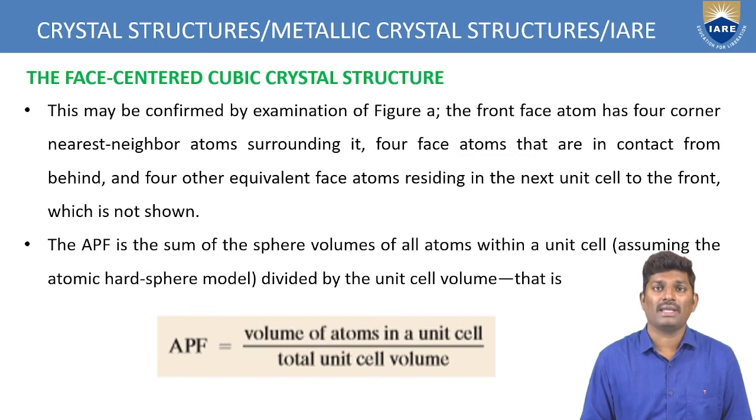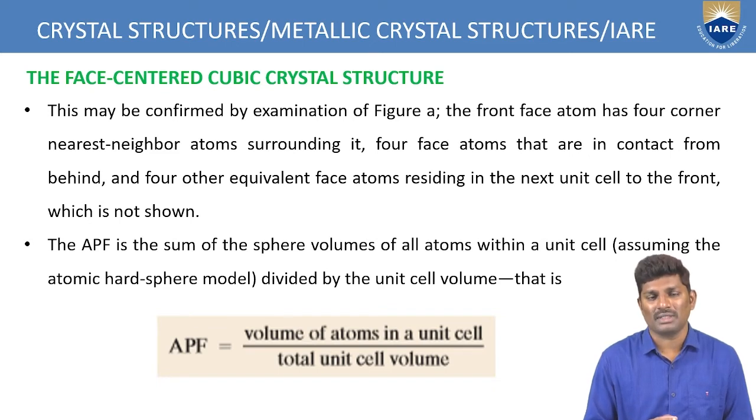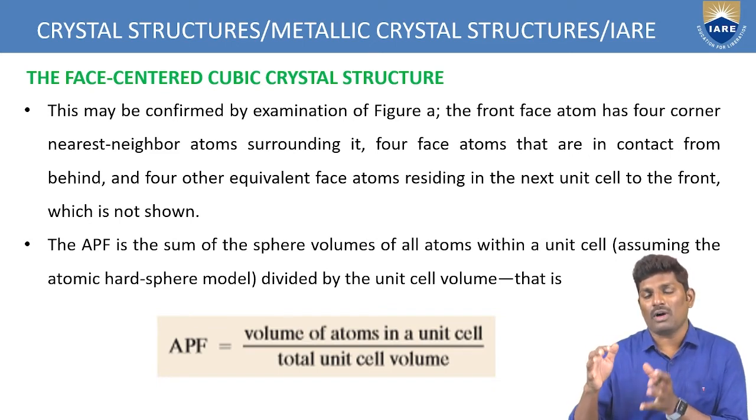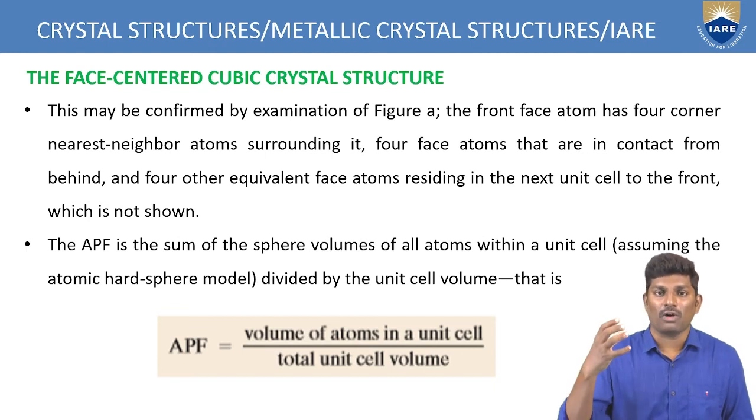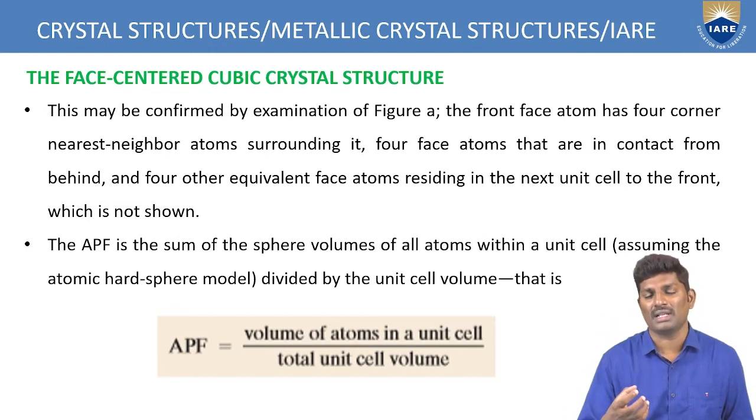And if you want to find out the atomic packing factor, what is the formula? Atomic packing factor is the ratio of the volume of atoms in a unit cell to the total unit cell volume. So, what is the volume of atoms in a unit cell? We are calculating only for the unit cell, not for the whole body. For a unit cell, we calculate the volume of the atoms, how many atoms there are in a unit cell, to the total unit cell volume. That gives us the atomic packing factor.